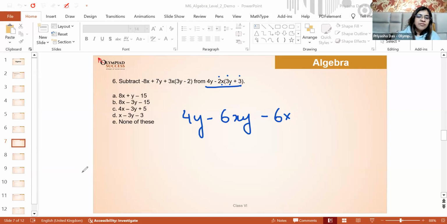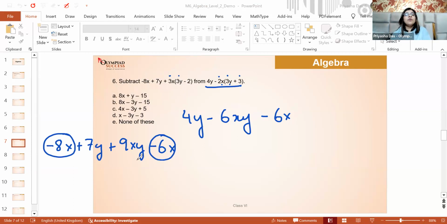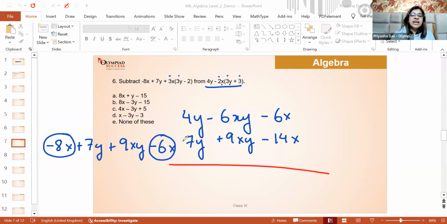So be very careful about it, because it's minus 8x plus 7y plus 3 into 3, 9xy, 3 into 2 minus 2 minus 6x. So I know minus 8 and minus 6 will make a negative 14x. So negative 14x will come here. I'll write 7y right below the y, and I'll write 9xy right below 6y. Now I have to subtract, you remember? So I'll be changing the signs here. Plus becomes minus, minus becomes plus.